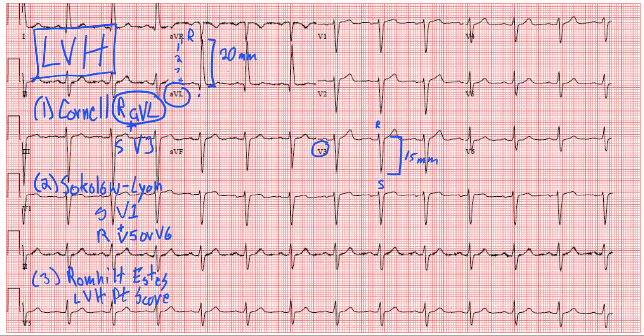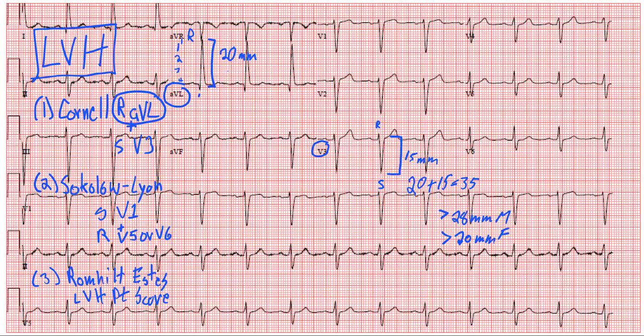It then wants us to add these together. So if we add up 20 millimeters, actually, let's do that not in that area, because we're going to need that area. So we'll do it down here. So we'll do 20 millimeters plus 15 millimeters equals 35. For the Cornell criteria, you need greater than 28 millimeters in males and greater than 20 millimeters in females. This EKG was taken from an elderly female, but nonetheless, it satisfies both male and female criteria.